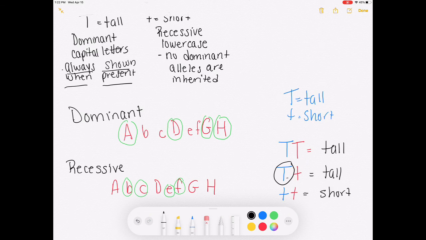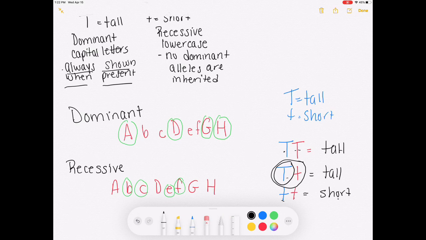So something you need to understand here: when it's both big T's, it's going to be tall. Both little t's, it's going to be short. This does not give us medium. It's still tall because of the dominant gene. I like to think about it as it crushes the recessive trait. Whenever a capital letter is present, that's the trait that's shown.